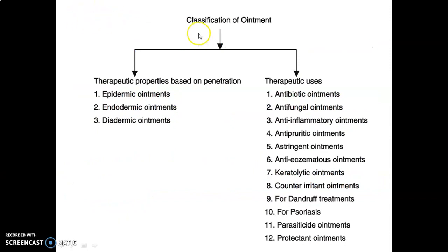We will discuss the classification of ointment in detail. There are two classes: the first is therapeutic properties based on penetration, and the second is based on therapeutic uses. Therapeutic properties based on penetration are classified into three types: epidermic ointments, endodermic ointments, and diadermic ointments. According to the layer of skin, all these three types of ointments are classified.